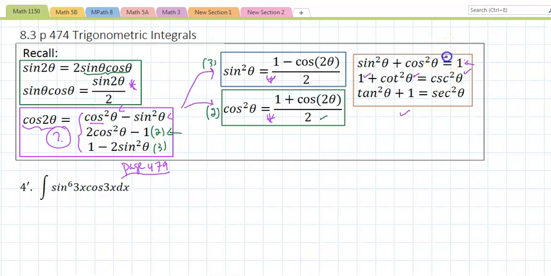If you go back to this equation and divide everything by cosine squared, sine squared over cosine squared is tan squared, cosine squared over cosine squared is 1, and 1 over cosine squared is secant, and that's how you could derive those identities anytime you need. So those are going to help a lot.